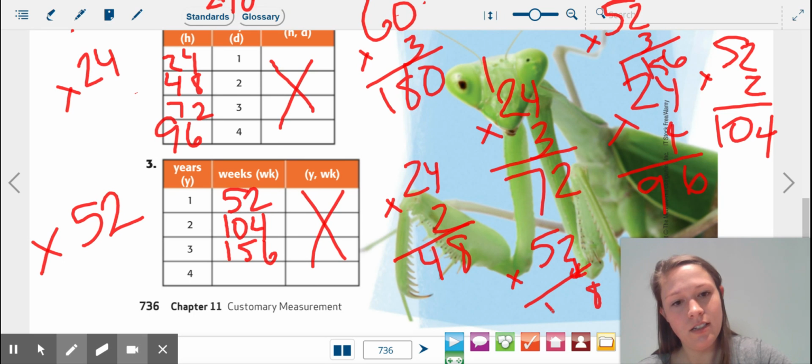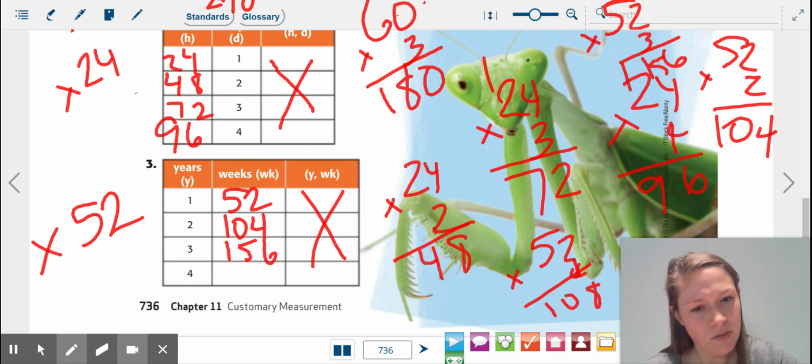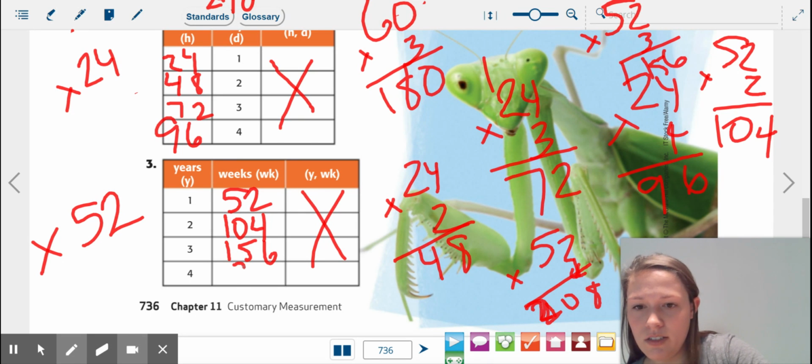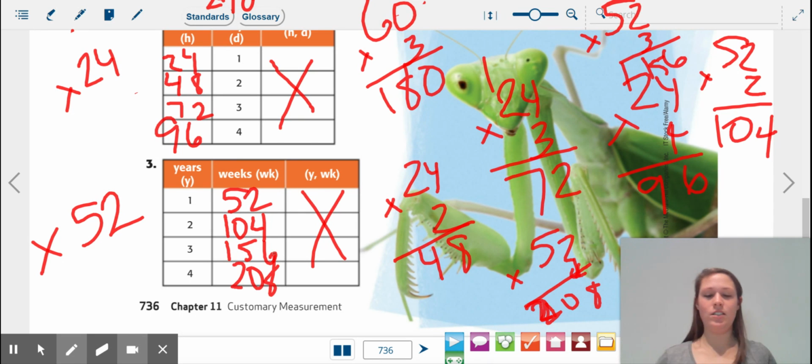And the last one, 52 times 4, it's an 8. 208. Might be helpful if I didn't. Look at that one, 208. Perfect. Okay, so this was using the conversion chart to help you with converting units of time.